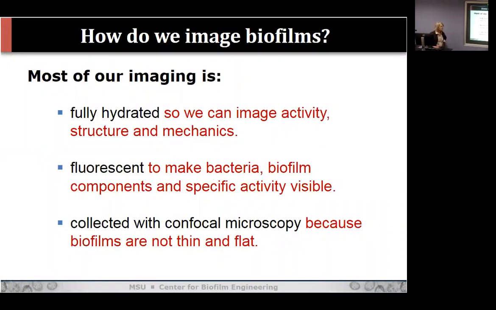Most of our imaging is fully hydrated, so we can see what's happening without introducing drying artifacts. So we can use flow, so we can see activity. It's fluorescent because you want to see biofilms, see bacteria, not very visible otherwise. And it's collected with confocal microscopy because our samples are not generally thin and flat.